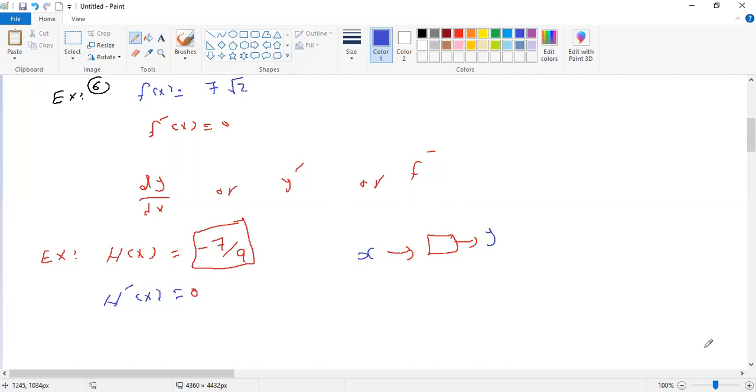So here, in this example number 7, h(x) is negative 7/9. For each x, the output is negative 7/9, so the derivative is equal to 0.